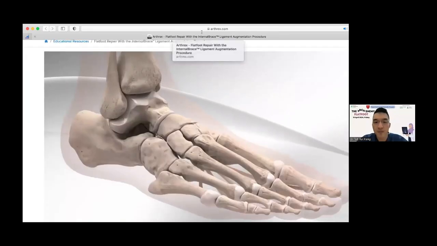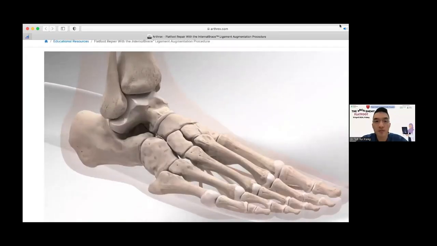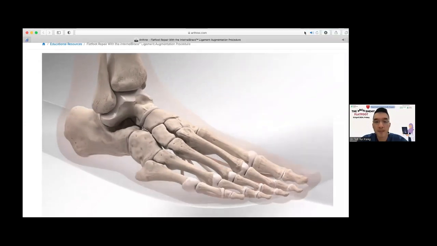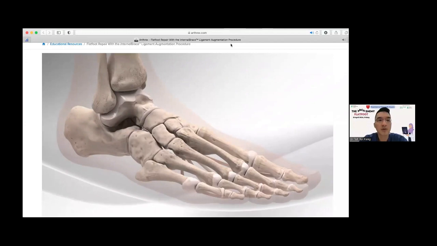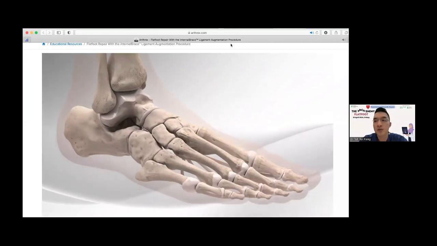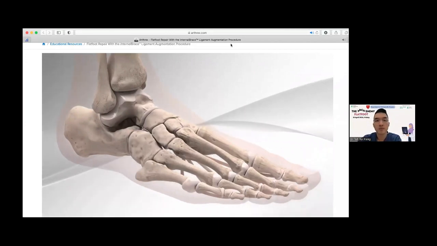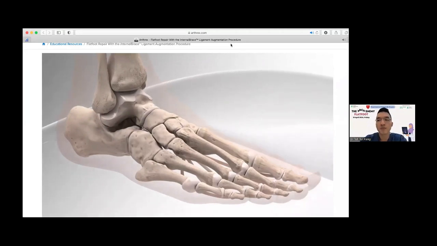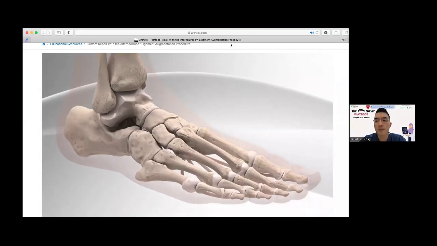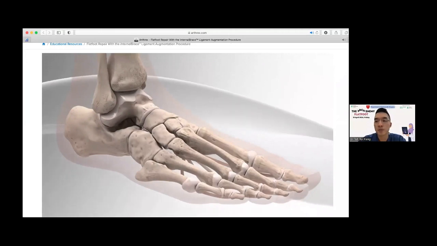The Arthrex internal brace spring ligament augmentation repair is a surgery for people who have flat foot due to weakness or rupture of the spring ligament or posterior tibial tendon. Spring ligament is the connecting tissue located under the foot that connects the calcaneus and navicular bone. This ligament is often repaired in people that have a condition called flat foot. It is when the arch of the foot collapses, coming into contact with the ground.